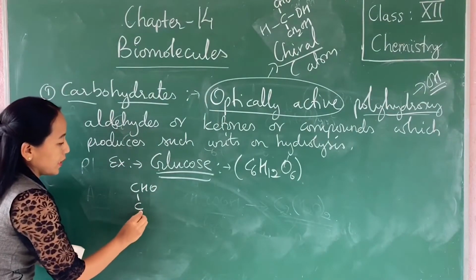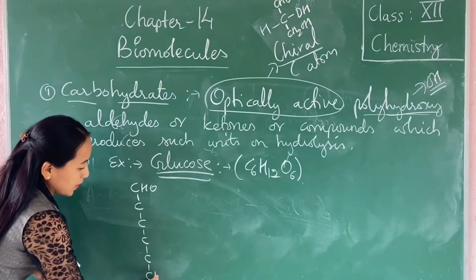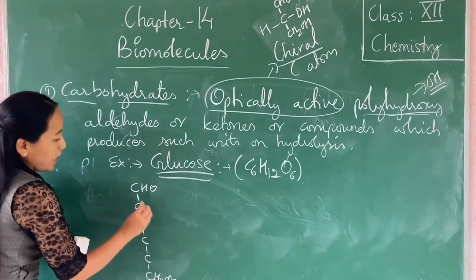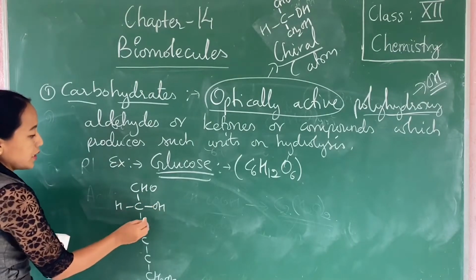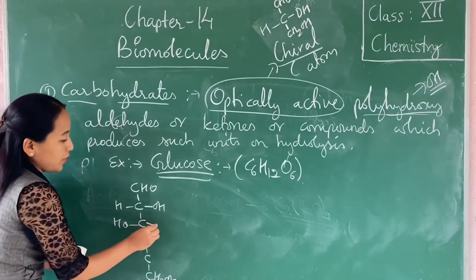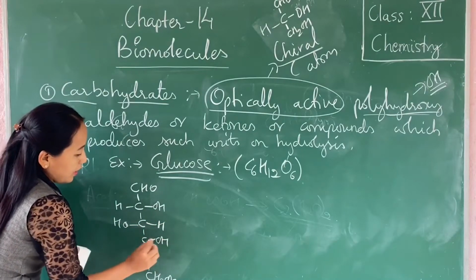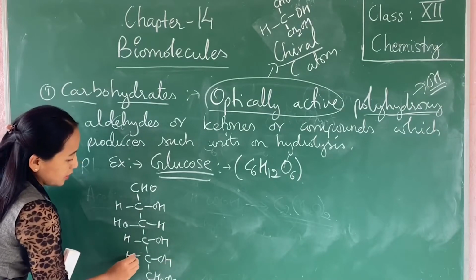First carbon, second, third, fourth, fifth, and sixth. The sixth one has got a primary alcohol, and then you have the second carbon, OH on the right, hydrogen. The third carbon will have OH on the left hand side, and then you have a hydrogen. And then the next one will have OH on the right hand side, H and H.